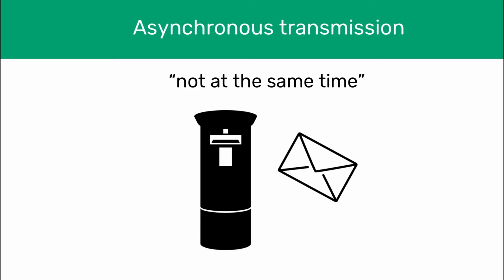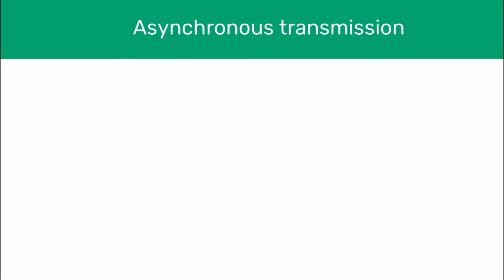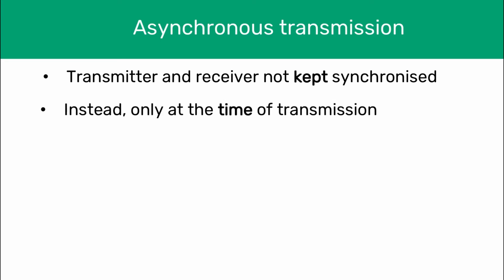Asynchronous means not at the same time. A real-life example of asynchronous communication would be sending a letter, as you aren't permanently connected. In this context, where we are usually talking about internal computer buses, buses carry data and signals within a computer system. The transmitter and receiver don't use a common clock signal to synchronize. The only time they link is when the communication happens. A start bit initializes this. So to reaffirm, the devices aren't kept synchronized, but rather only at the time of transmission.